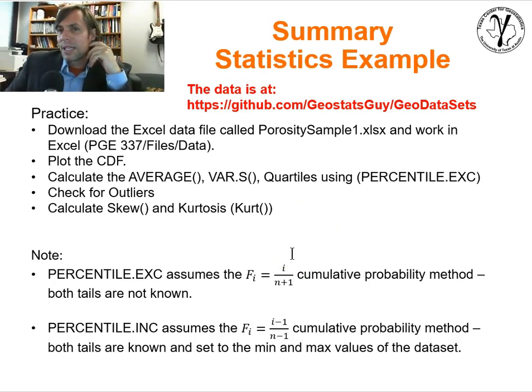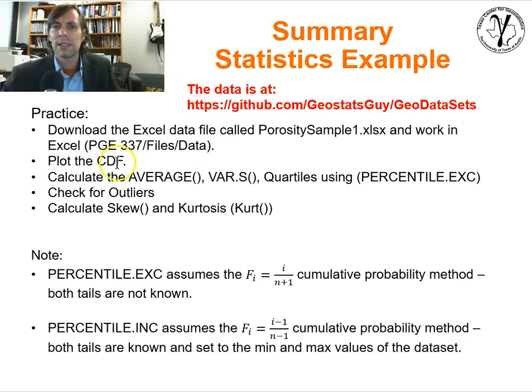So I prepared a data set, porosity sample 1. It's got 40 or 50 samples along a well of depth. It's located in Excel. For my students, it's on our server. For anybody who's not in my class, you can go to GitHub. I put all my data sets on GitHub. You can go to my GitHub, Geostats guy. You'll find a bunch of data sets you can play with. Go ahead and download that data set, and then within it, make these calculations.